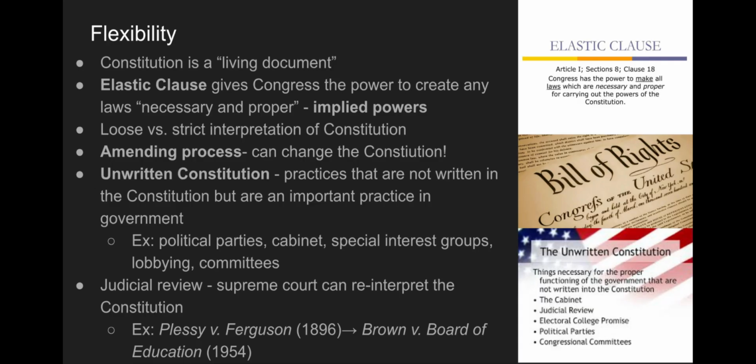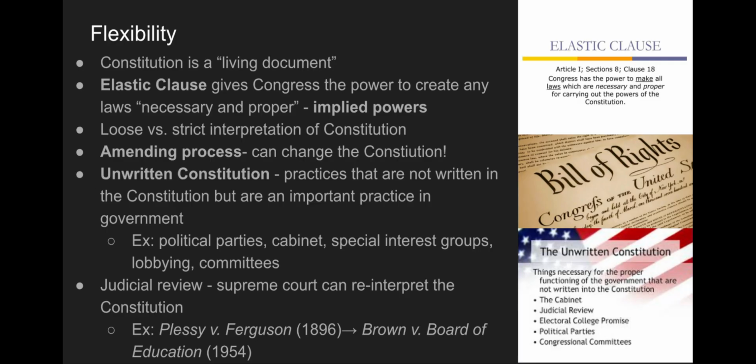There's an amending process. We can change the Constitution. These are called amendments when we add on to the Constitution and change it. The first big change are those first 10 amendments, the Bill of Rights, which they do almost immediately. They amend the Constitution right after passing it initially and getting it ratified by the states.